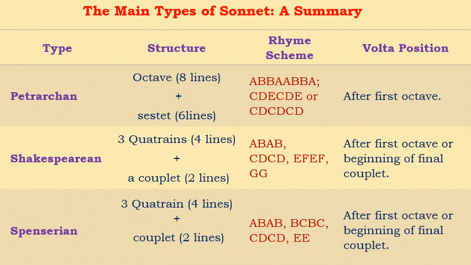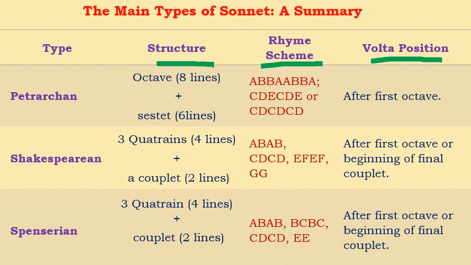And finally, just to recapitulate, the 3 main types of sonnets I have given you in a table form: the Petrarchan sonnet, the Shakespearean sonnet, and the Spenserian sonnet. The most notable feature is the structure as well as the scheme of the poem. First, the Petrarchan sonnet has an octave and a sestet. Next, the Shakespearean sonnet has 3 quatrains and a couplet. The Spenserian sonnet too follows the Shakespearean sonnet.